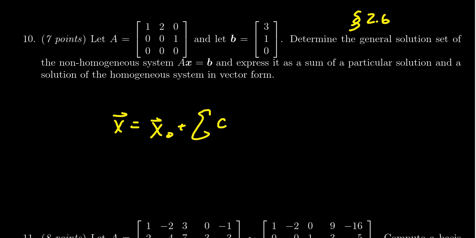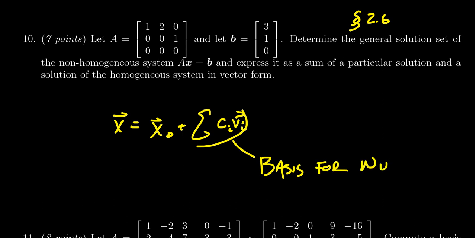So you get some combinations of ci vi, right? This right here is the solution to the homogeneous system. Basically, I want to see the basis for the null space. That's what we need to see here, as a general linear combination. And then you should have some particular solution in play right here.